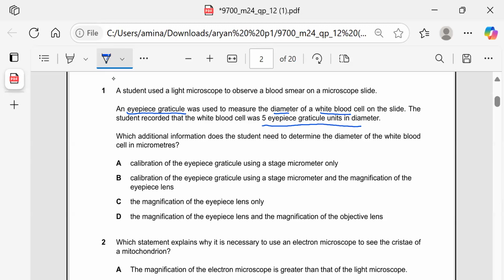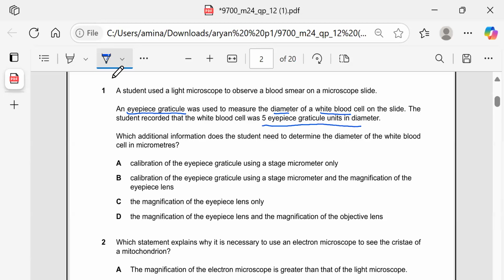I have been given 4 choices. A, calibration of the eyepiece graticule using a stage micrometer only. B, calibration of the eyepiece graticule using a stage micrometer and the magnification of the eyepiece lens. C, the magnification of the eyepiece lens only. D, the magnification of the eyepiece lens and the magnification of the objective lens.